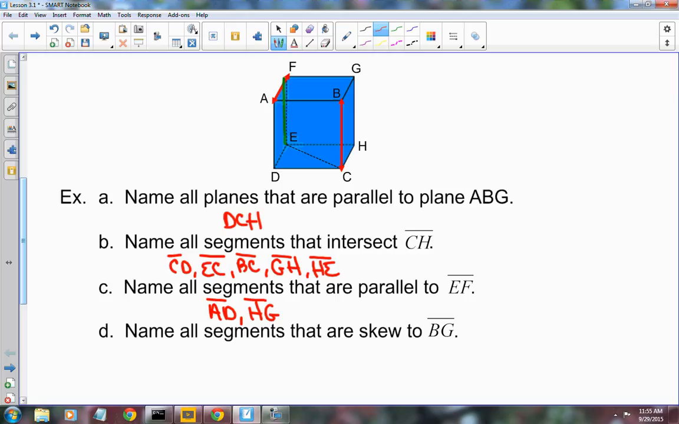CB, okay, wait, EF, CB, yes, sorry, got distracted. Okay, so CB. Now, these look a little bit weird, this one right here and this one right here, but they are considered parallel to each other. There's a plane that could go diagonally through the middle of that prism, okay? All right.